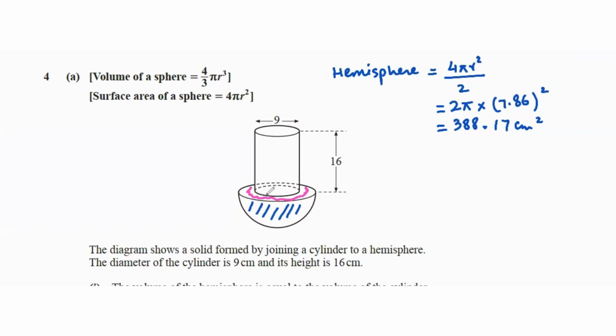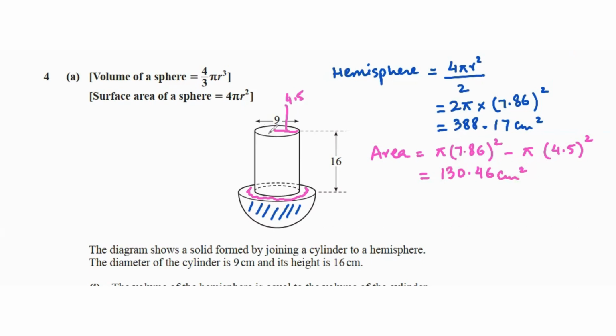Now I'm going to find the area of this part over here. So that's going to be the difference of the circle bottom on the cylinder and the top face of the hemisphere. So I'm going to call this area, and that's going to be pi times 7.86 squared minus pi times 4.5 squared. 4.5 is basically the radius of this circle, 9 divided by 2, 4.5. So this will give us 130.46 centimeters squared.